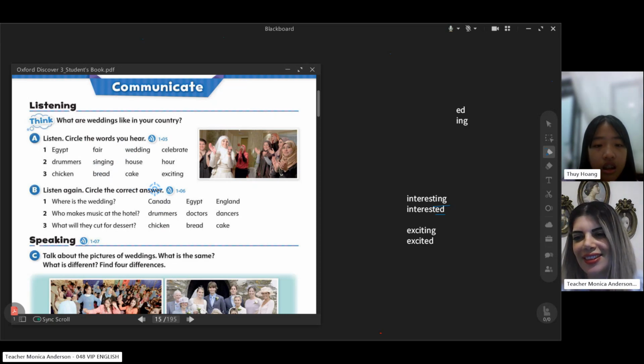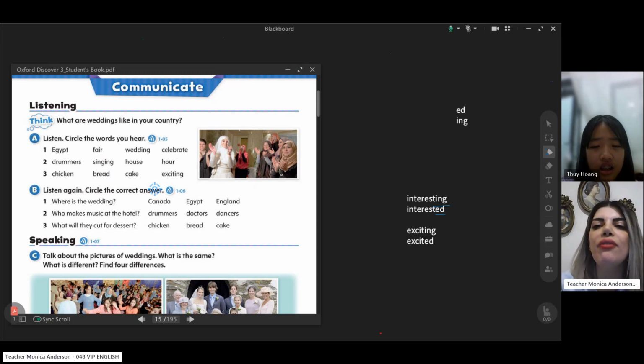They are wearing... the wife is wearing a white long dress. Okay, so saying "the wife is wearing" is not good here because you're talking about a fact. So we say the wife wears, the husband wears, okay? So "is wearing" is not good. Very good.